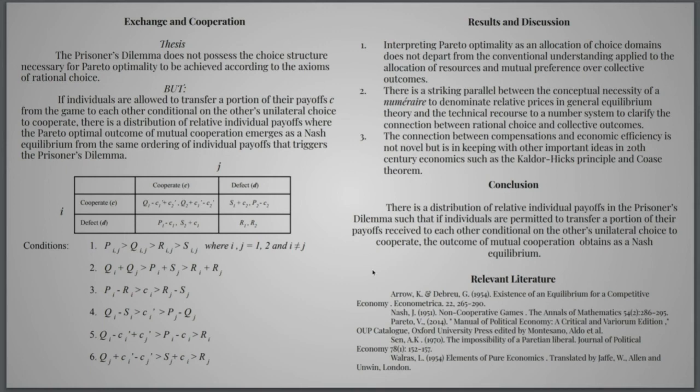And as such, I trust that my contributions with this research will be significant in that it connects these various aspects of economic theorizing and this modified prisoner's dilemma, such that given a distribution of individual payoffs in the game, and if individuals are permitted to transfer a portion of their gains to the others, conditional on the other's choice to cooperate, then Pareto optimality and Nash equilibrium can coincide on mutual cooperation.